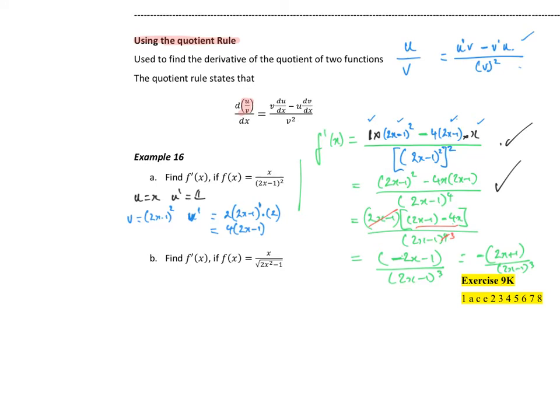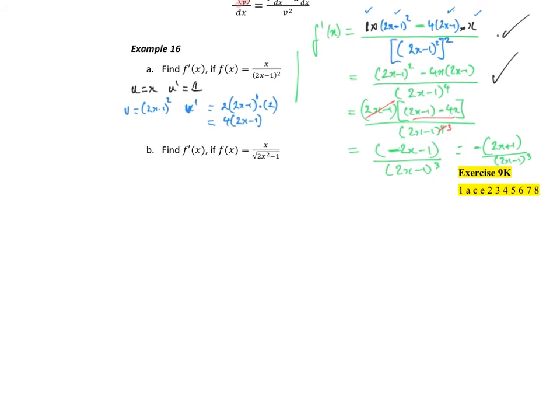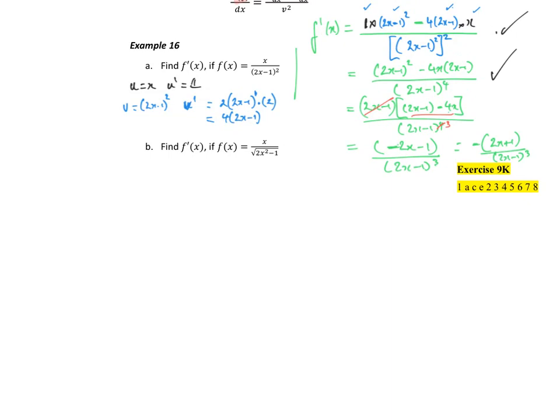All right, so let's do our last one. Need a bit more space here. All right, so same principle. Let's put our u equal to x, the top function, put v equal to the bottom function, which I'm going to write as 2x squared minus 1 to the half. All right, therefore u dashed is equal to 1.